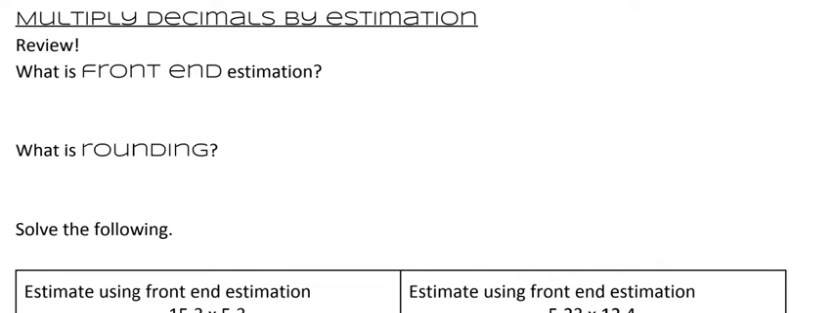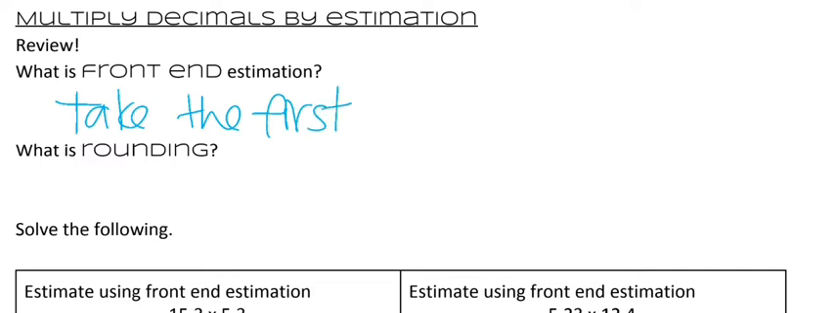Now we're just going to quickly review multiplying decimals by estimation by writing down what front end and rounding are, and then you're going to solve the following on your own and show us in class next class. So first, what is front end estimation? A reminder that in front end estimation, we take the first number and we turn the rest to 0.